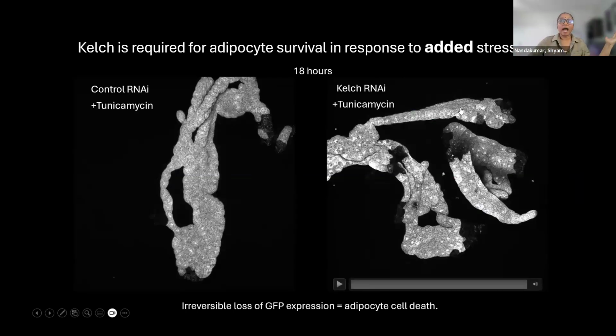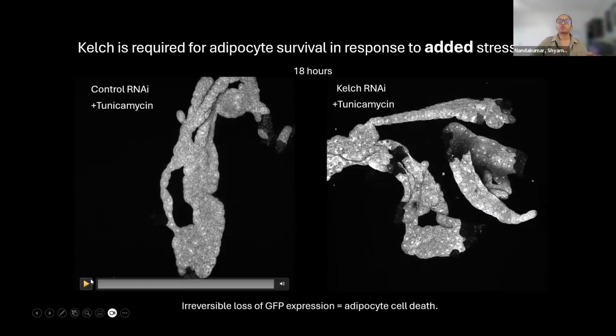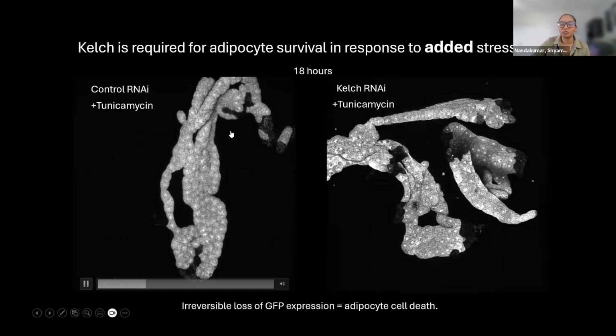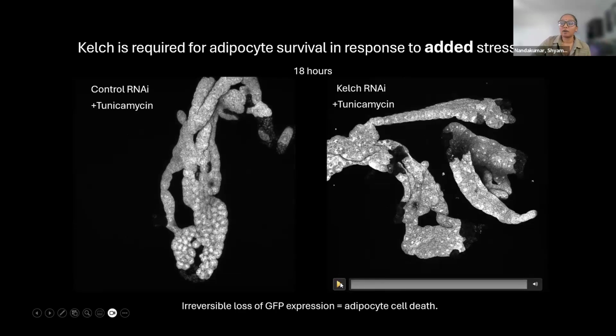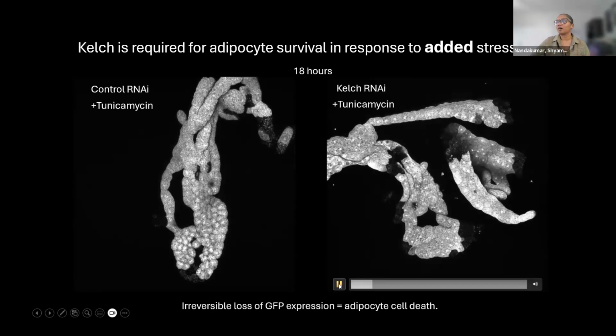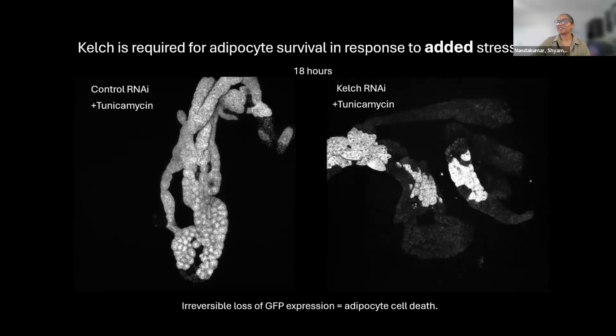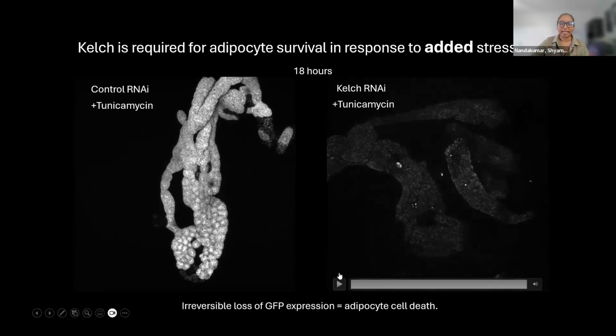Now, what about added stress? We can culture fat bodies for up to 24 hours ex vivo with almost no effect on the health of the fat body. In fact, even when we add tunicamycin, which is a pretty stressful drug, we see that very few cells in control conditions die over the course of 18 hours. This is an 18-hour video. But when we knock down Kelch and disrupt ring canals and add stress to this tissue, the cells die pretty quickly. They really, really don't like it.